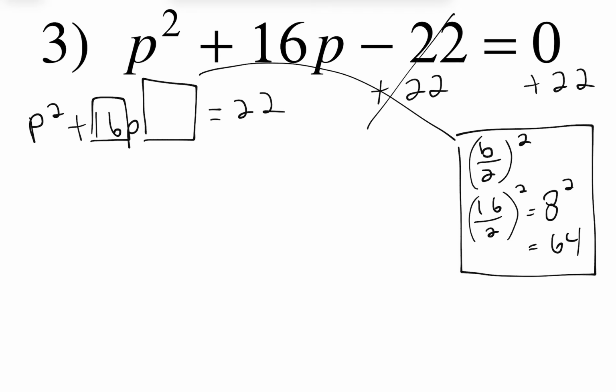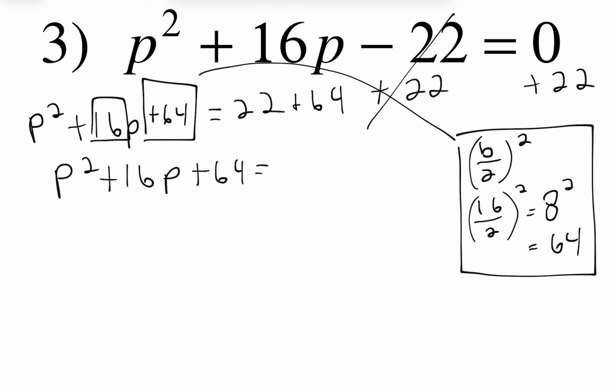Okay, so that is our special value that we need to add here in order to make it a perfect square. But we can't just do it to one side of the equation. We have to do it to the other. So what are we left with? P squared plus 16p plus 64 equals 22. And why would we go through all that business? Well, we've created a perfect square on this side. And what does that mean?